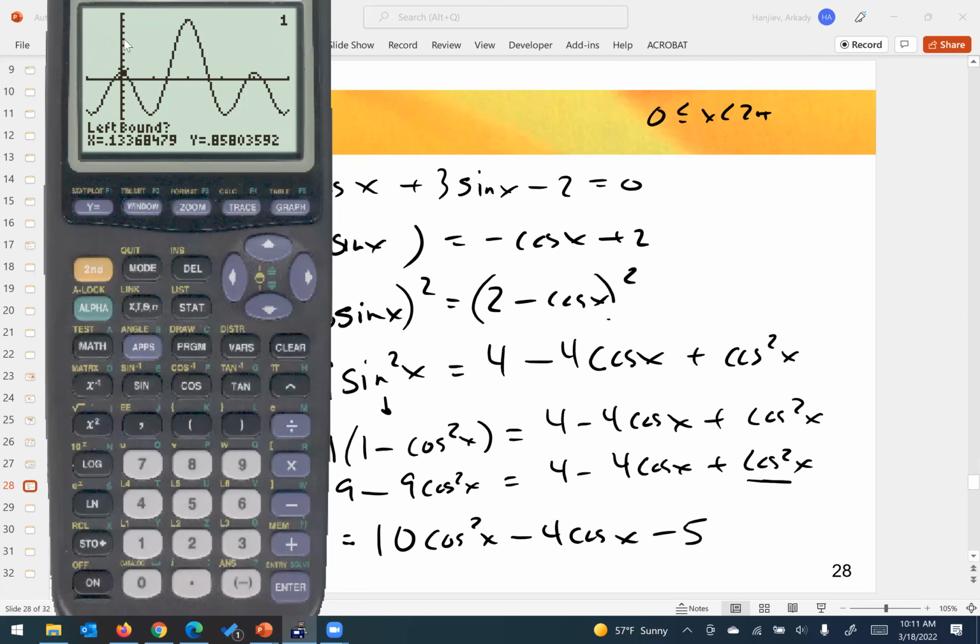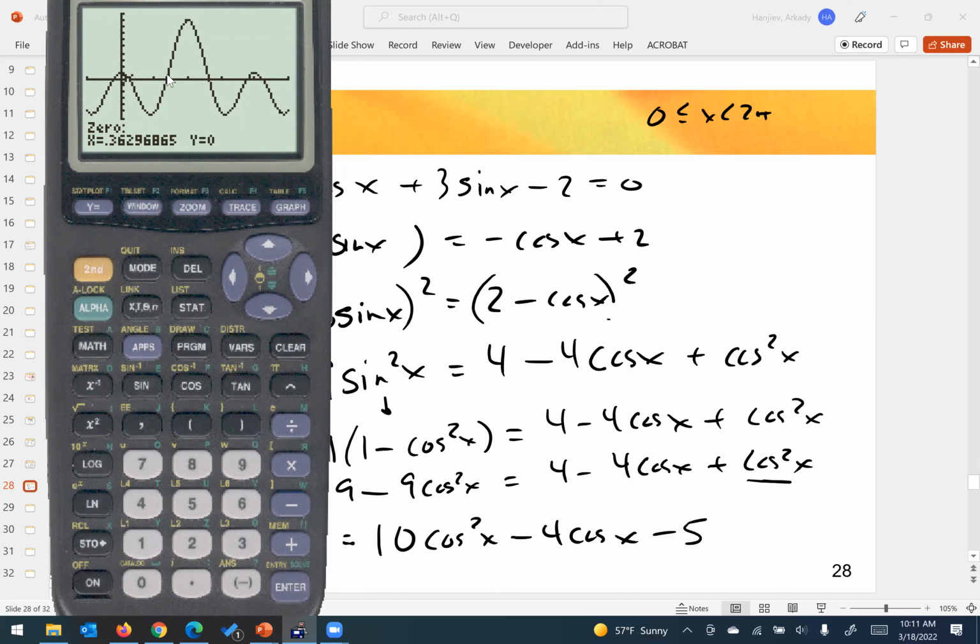But when you set up your left bound, you just want to make sure you don't cross any other zeros besides that one. Then you cross that zero, you click right bound, and then click guess. You use enter again, yeah, just enter again. So 0.36.